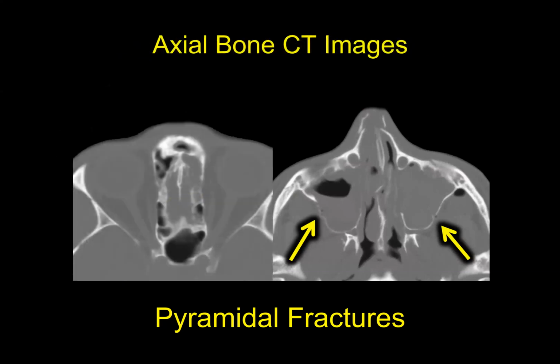So in the axial view, as we go up higher, we can think about where the lateral and medial walls of the orbits are. And we see involvement here of both maxillary lateral walls, but the medial and lateral walls of the orbit may be intact. The pyramidal portion may go through the medial walls of both orbits.